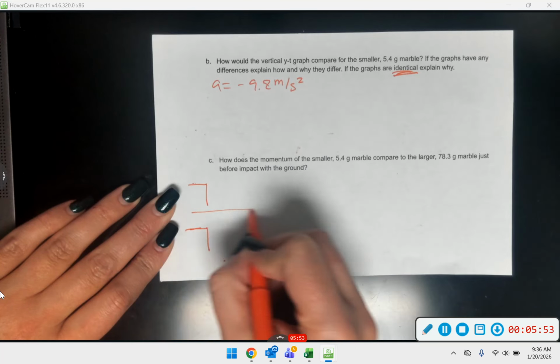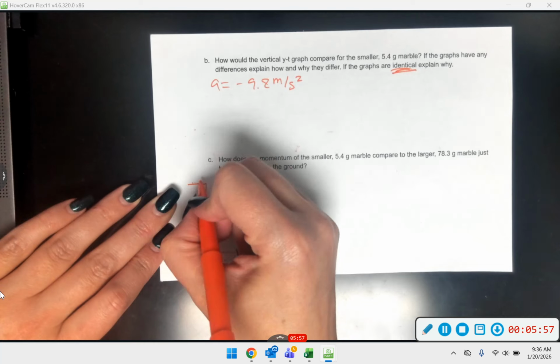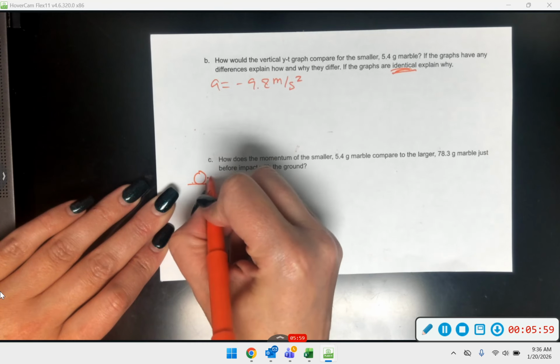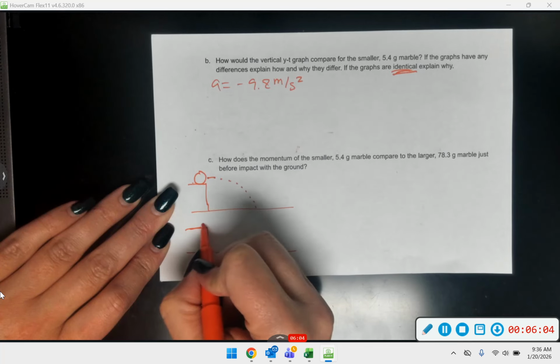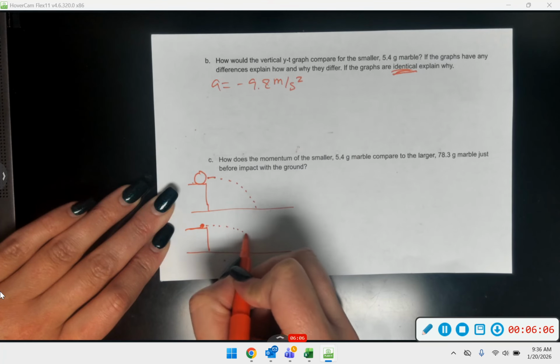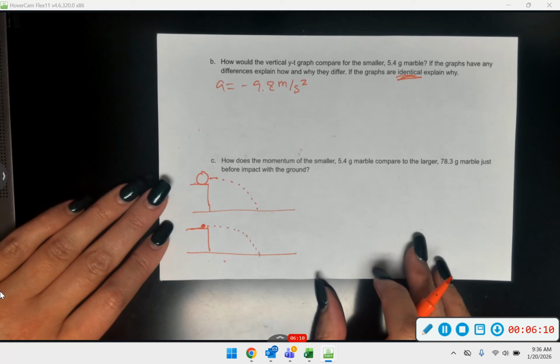These are my two different scenarios. Same height and everything, but I have my larger one. It's going to have a trajectory like this. I have my smaller one. It's going to have a trajectory like this. Those should be identical. I don't know if I drew them perfect, but whatever.